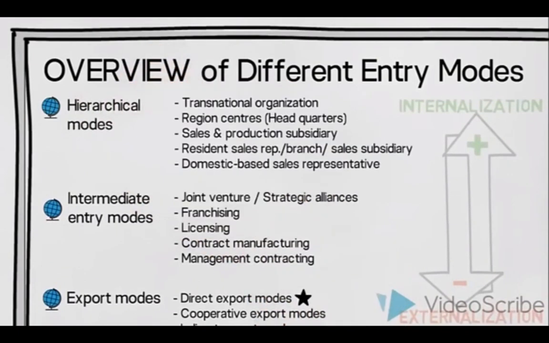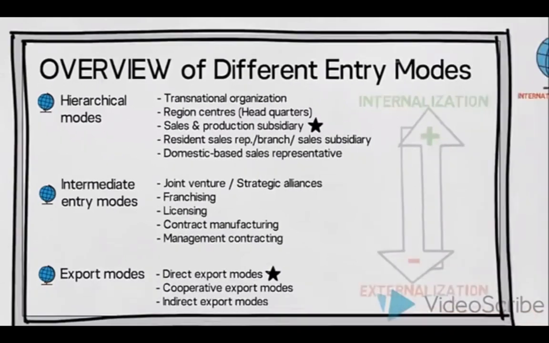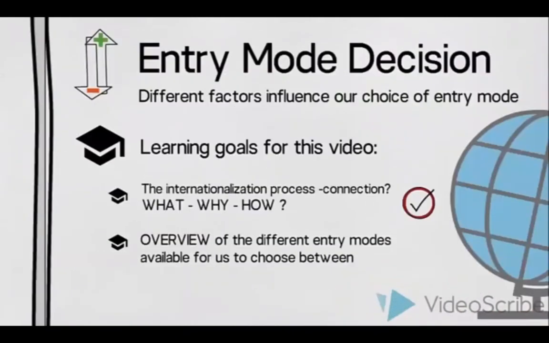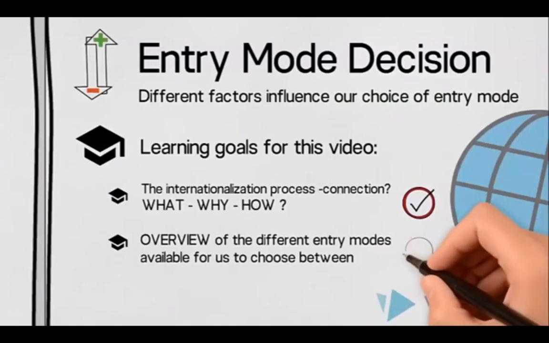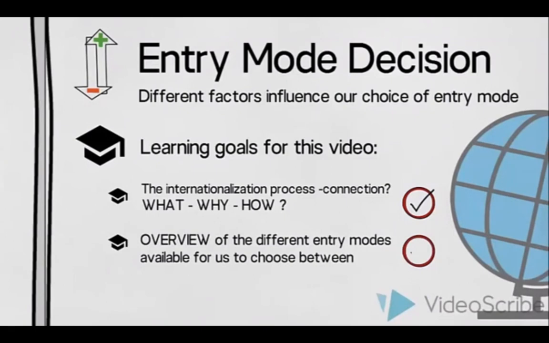Intermediate entry modes include joint venture, strategic alliance, franchising, licensing, contract manufacturing, and management contracting. And finally, with the highest level of internalization, the hierarchical modes: transnational organization, region centers, sales and production subsidiaries, resident sales representative or subsidiary, and domestic-based sales representative. Sales and production subsidiary is the mode initially considered by French Cakes in our example. In summary, we have now obtained an understanding of the what, why, and how of entry mode decision. And finally, we have provided an overview of the different types of entry modes.